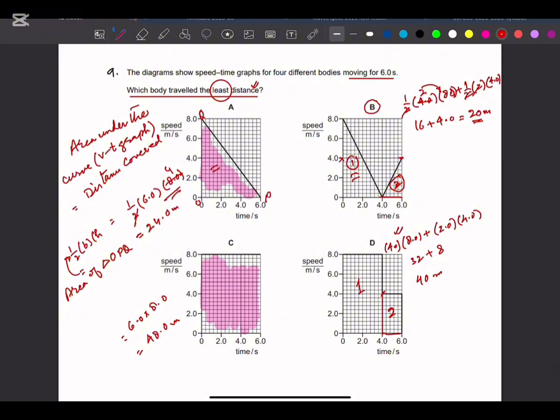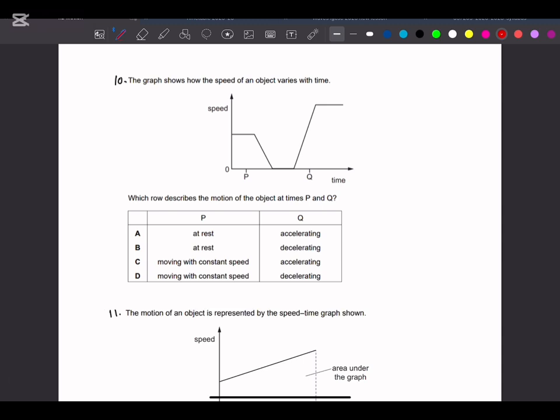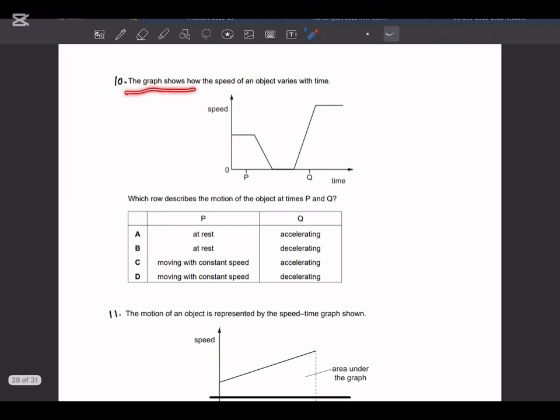Otherwise most of the questions are conceptual based, you can say. Then in question 10, the graph shows how the speed of an object varies with time. What is happening in this case? Obviously, speed time graph you have. Which row describes the motion of an object at times P and Q?